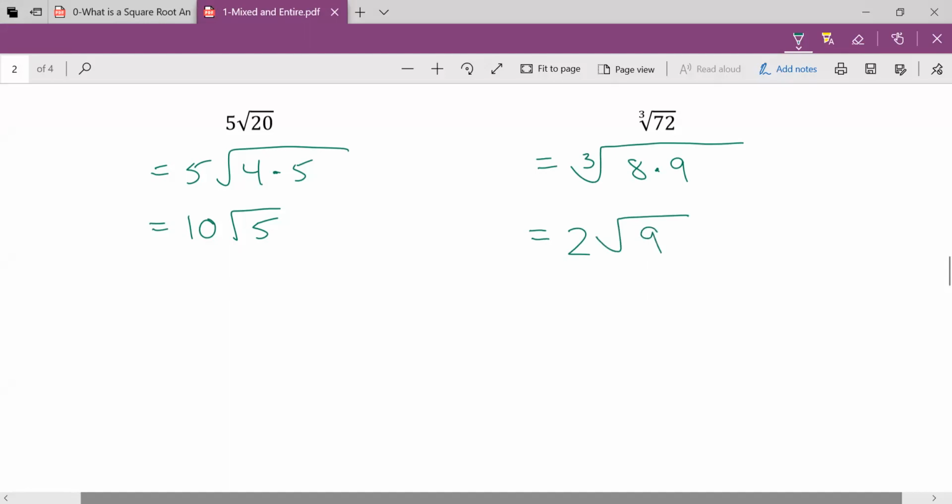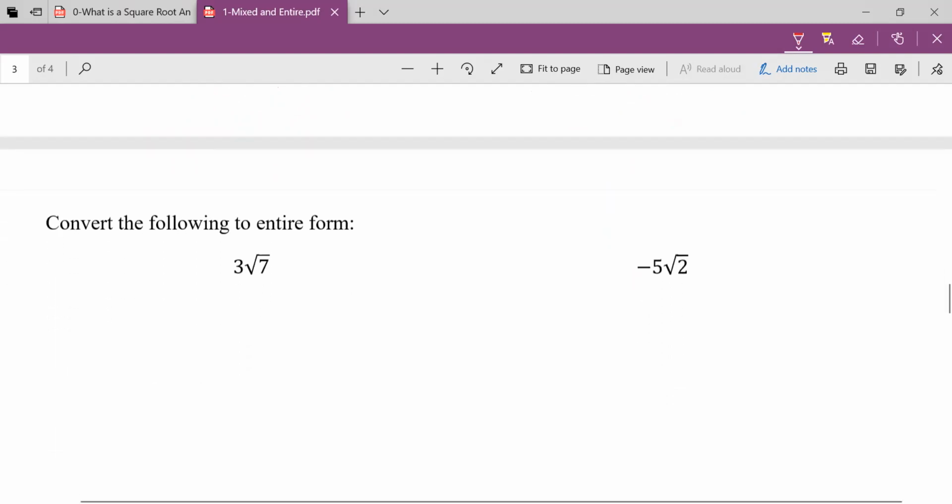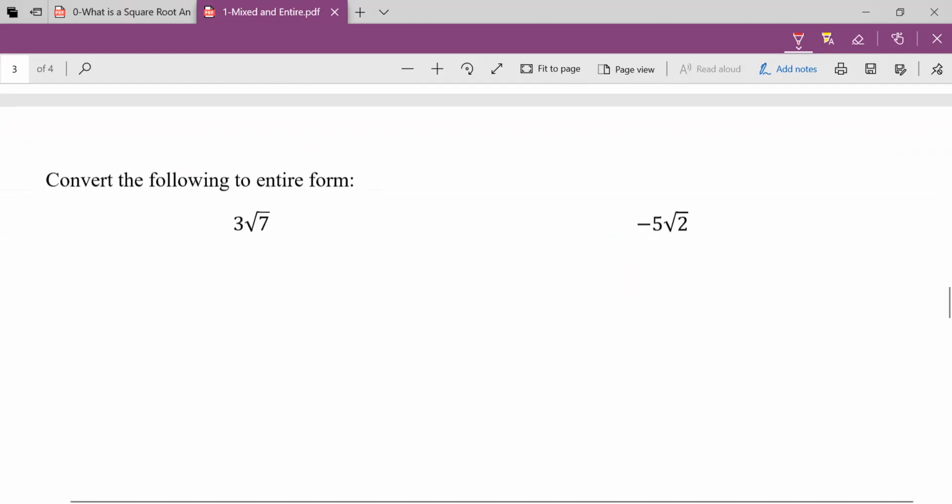A 9. Now, I purposely made a mistake here. I left off the index. Do you see that? I don't have that 3 there, that index. You need that or else you will lose marks because then you're telling me it's a square root. Okay, so that's a big no-no. Don't do that. Okay, friends, that's how you switch from an entire to a mixed radical. And we want to be in mixed because that's called our simplest form.